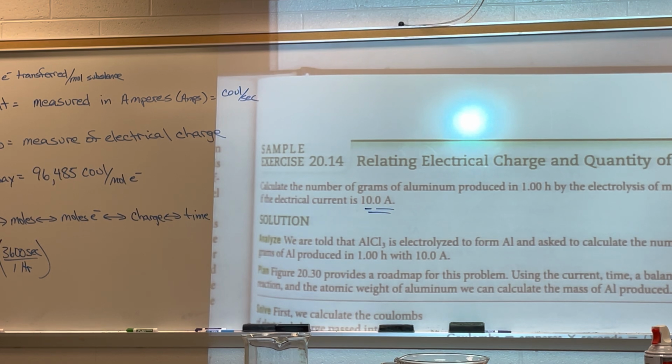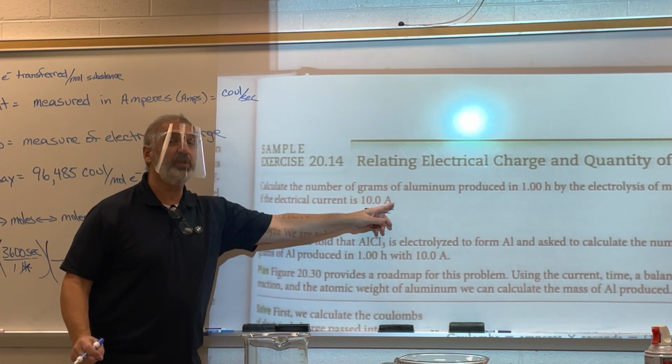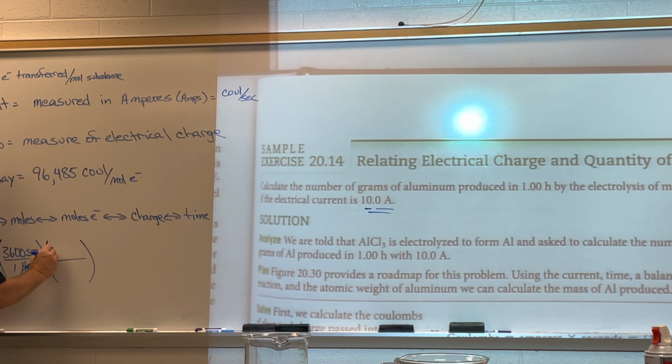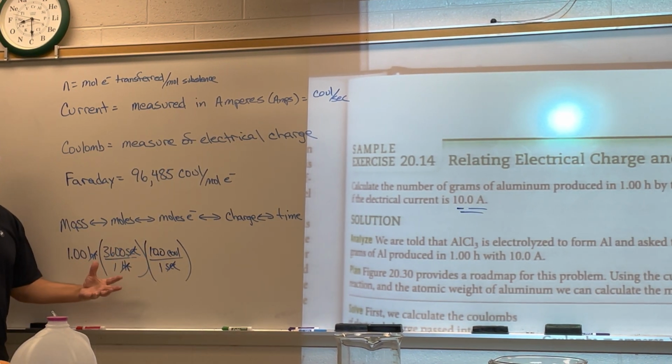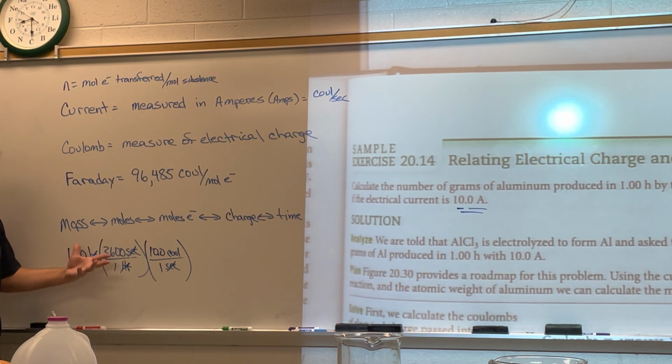So now I have seconds, and I need to go to charge. The conversion factor I have with seconds in it is amps. Where do seconds need to go? On the bottom. So I'm going to say my current is 10 coulombs per second. Seconds cancel. That leaves me with the total charge going through my wire: 36,000. So I have 36,000 coulombs going through.